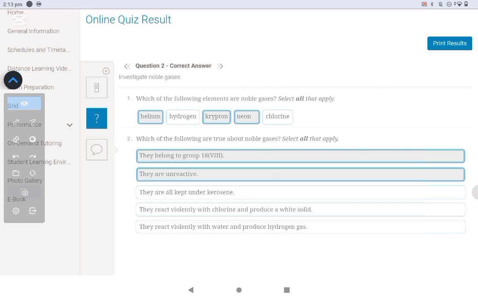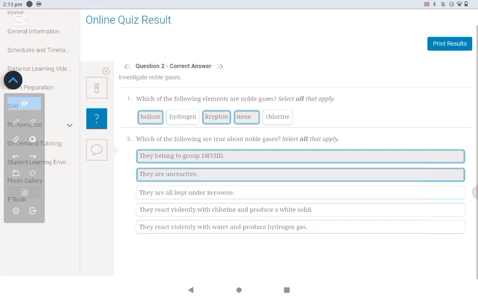Which of the following elements are noble gases? This one you can check the periodic table. Under group 18, we have helium, krypton, and neon, which are noble gases. Which of the following are true about noble gases? They belong to group 18, like we said before, the last group. They are unreactive. Yes, they are.